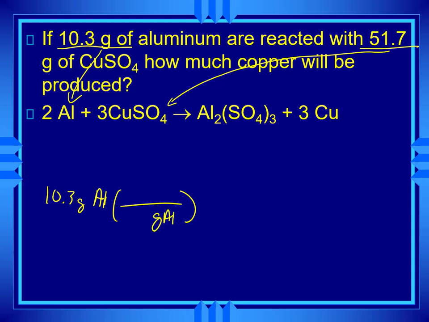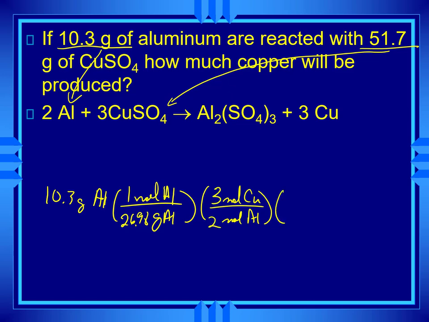Take the grams of aluminum, change it into moles of aluminum. 1 mole is 26.98 grams. Take the moles of aluminum, and they asked for copper, so I'm going to change it into moles of copper. And in my equation, that's a 3 and a 2. And then turn the moles of copper into grams of copper. And off the periodic table, 1 mole is 63.55 grams.